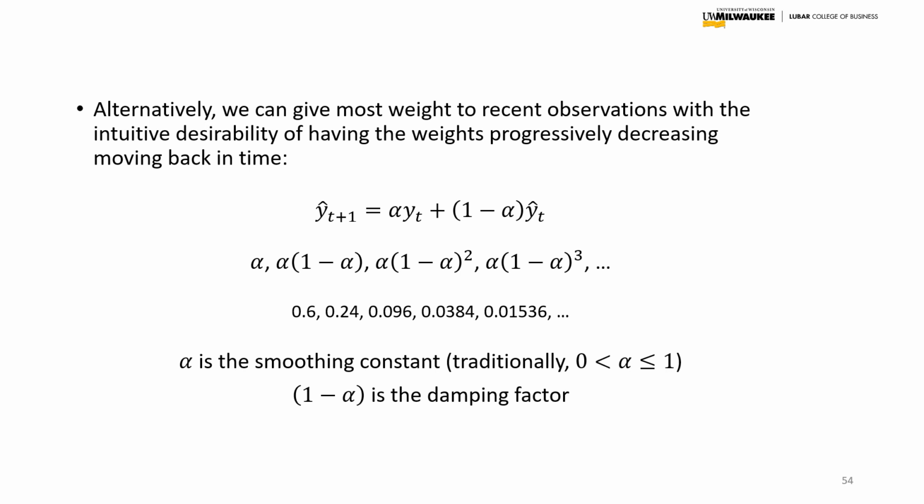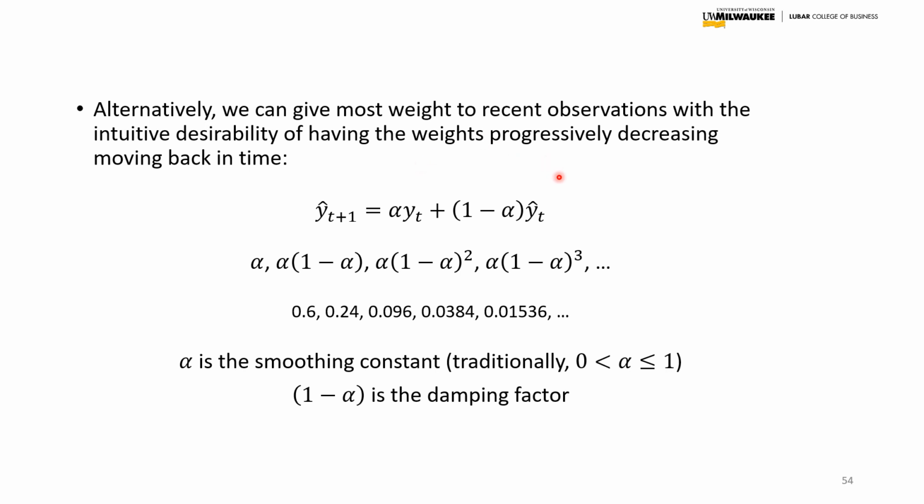One way to have weights progressively decrease moving back in time is through the simple exponential smoothing model. It's given by the forecast of time t plus 1 equals alpha times the observed value at time t, which is yt, plus 1 minus alpha times the forecast of time t. Alpha is known as the smoothing constant, and it's traditionally between 0 and 1. However, that's not necessarily required. And 1 minus alpha is known as the dampening factor.